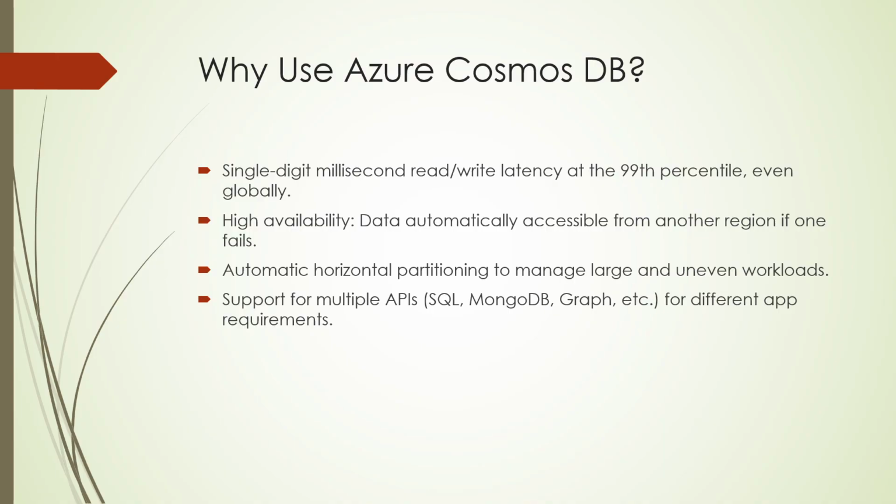Automatic horizontal partitioning means data is partitioned into different partitions, so you can manage large and uneven workloads. Support for multiple APIs such as SQL, MongoDB, and Graph means you can handle different forms of data, such as table format or graph format, according to your app requirements.